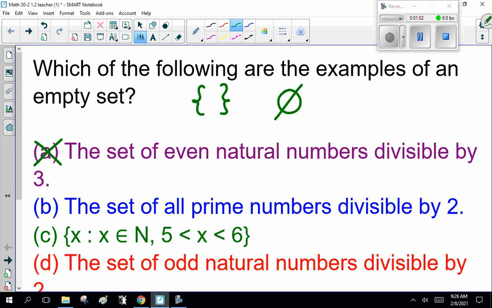A set of all prime numbers divisible by 2. What prime numbers are divisible by 2? Well, prime numbers are divisible by 1 and themselves. So 2, 3, 5, 7, 11. Trouble is 2 is divisible by 2, so that doesn't work.